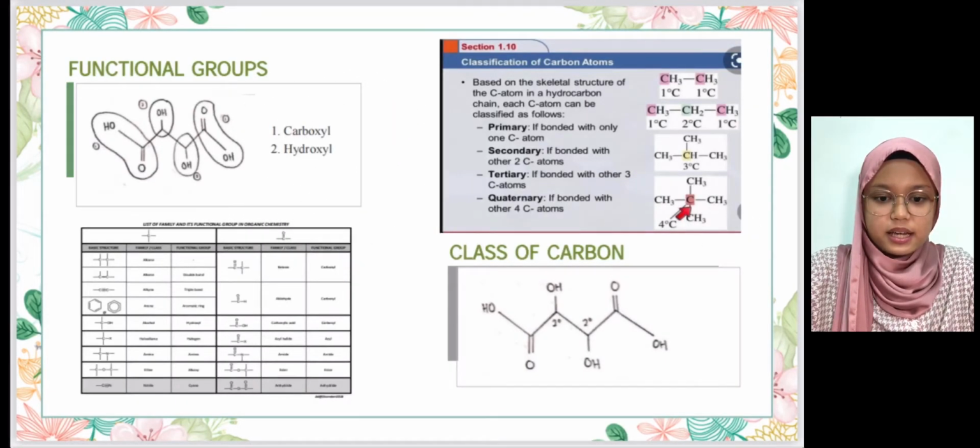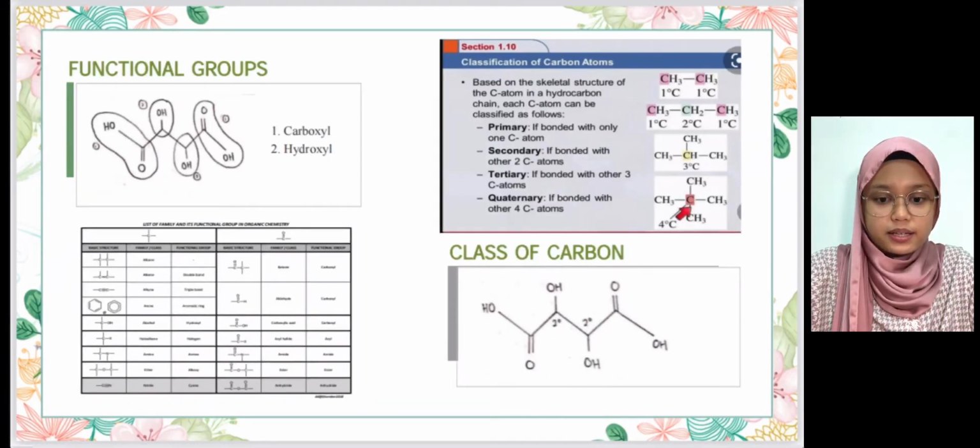Last but not least, the classification of carbon. As we all know, there are 4 different types of class of carbon, which are primary, secondary, tertiary, and quaternary. The difference between all of them is whether a carbon atom is bonded to either 1 or 2 or 3 or 4 carbon atoms.